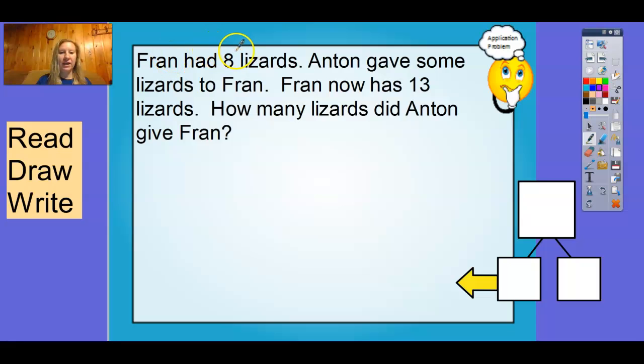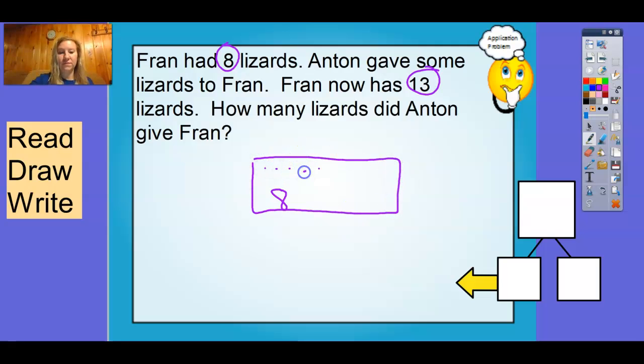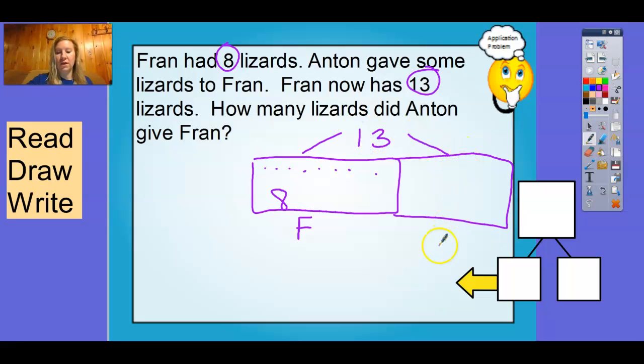So Fran had 8 lizards, and Anton gave some lizards to Fran. Fran now has 13 lizards. How many lizards did Anton give Fran? So we know that Fran had 8, so we're going to put that in the tape diagram. 1, 2, 3, 4, 5, 6, 7, 8. And we're going to put an F here for Fran. And Anton gave some more lizards to her, and we know that she has a total of 13 lizards. So we want to know how many more Anton gave her.